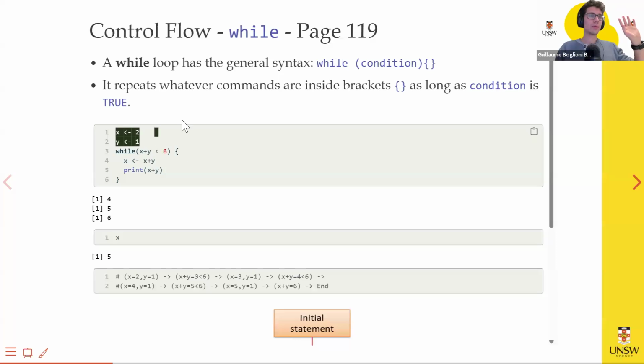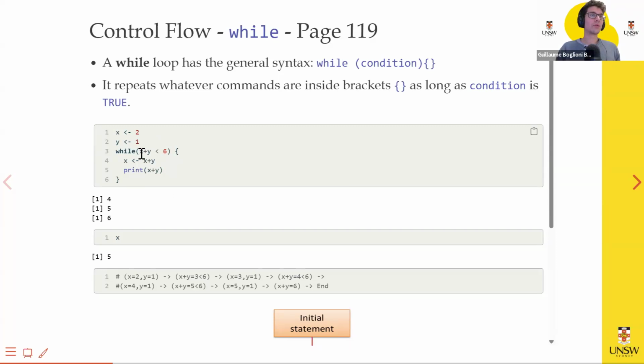So here I have my two numbers. While their sum is smaller than 6, do something, and the do something is very simple here. I'm updating x to be the old x plus y. Now, y is never updated, so in this example, y will always be equal to 1, okay? We never update y. And then print the result.